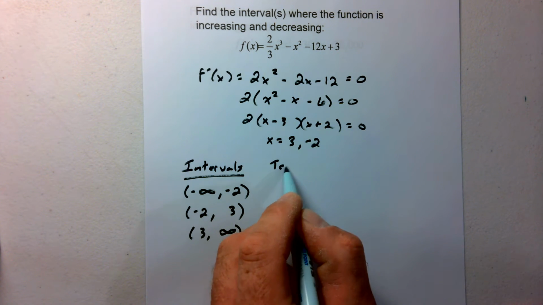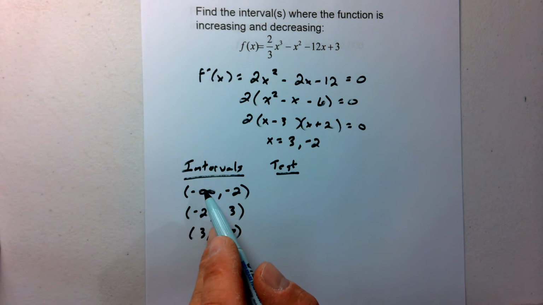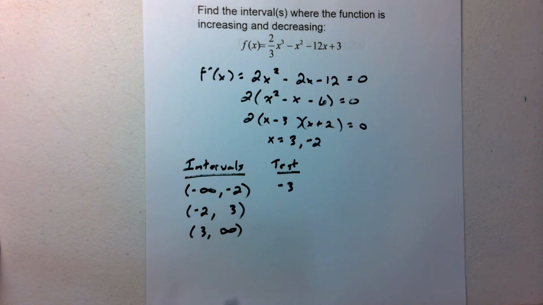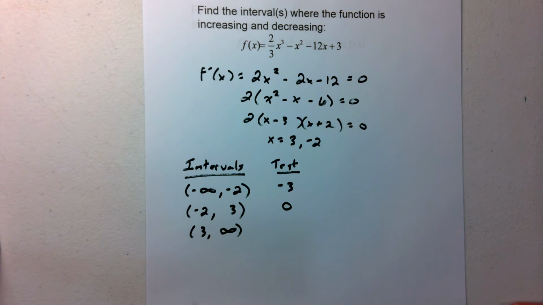Then I want to come up with a test value within each region. I want a number anywhere between -infinity and -2. You can use any number you want; -3 works, so we'll use -3. I want to pick a number between -2 and 3, not including these two points. Notice I've used parentheses because it's not inclusive. Anytime we can use 0, it's a good number because it's easy to plug in. And I want a number between 3 and infinity. In this case, I can try 4.